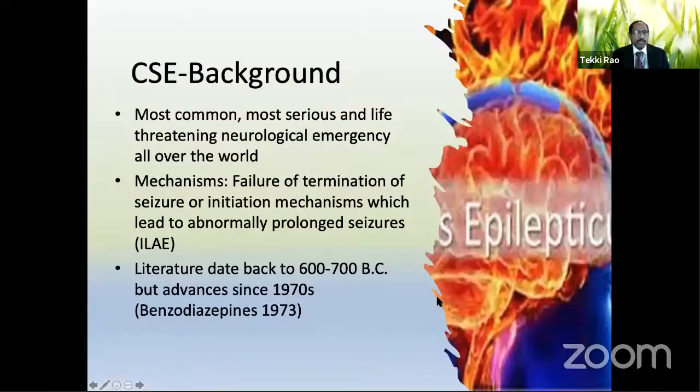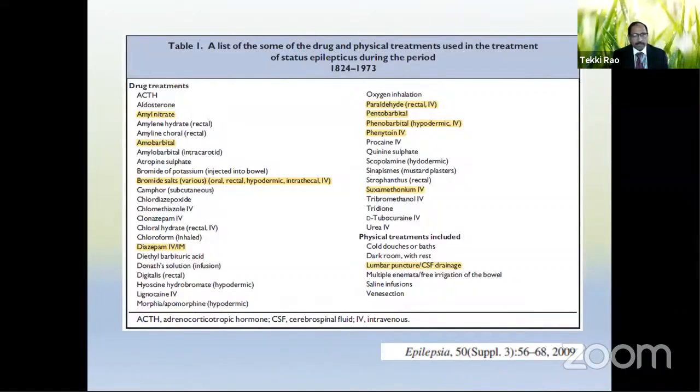This is the most common, most serious and life-threatening neurological emergency. Concurring with Dr. Di Rosa, the mechanism by which convulsive status epilepticus continues is the failure of termination of the seizure, or mechanisms that initiate seizures leading to abnormally prolonged seizures. Literature on convulsive status epilepticus goes back to 600 to 700 BC, but advances started happening only since the 1970s, with the advent of benzodiazepines as a major breakthrough.